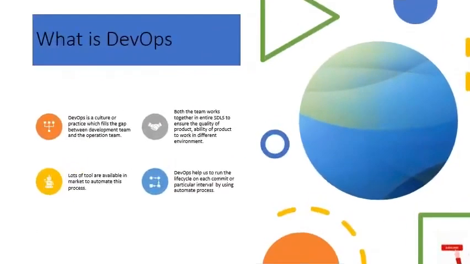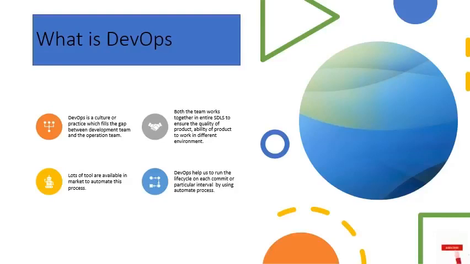Let's have a look at a few points. What is DevOps? DevOps is a culture or practice, which is very important to understand, that fills the gap between the development team and the operation team. If you are thinking DevOps is a tool or a process or a methodology or any technique, then this is not true. DevOps is basically a culture. It is a practice. Both teams work together in the entire software development life cycle to ensure the quality of the product and the ability of the product to work in different environments.